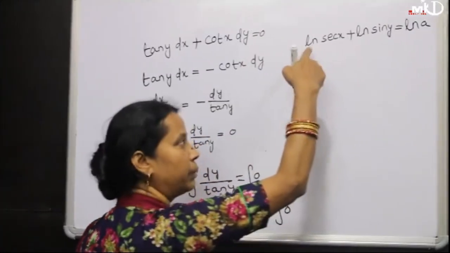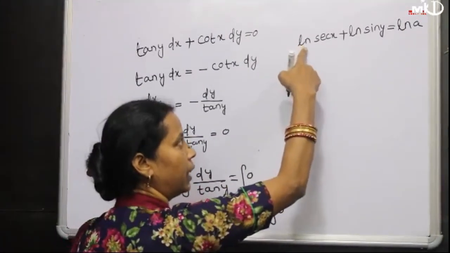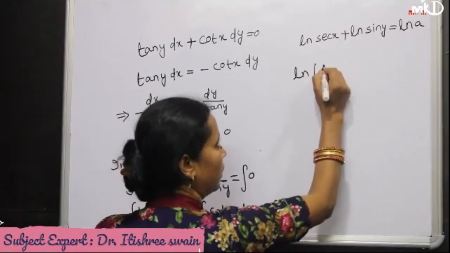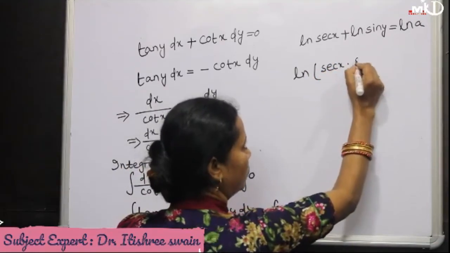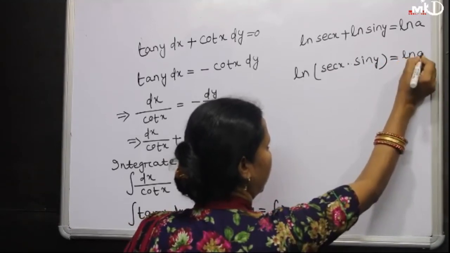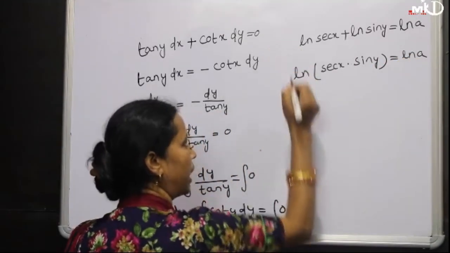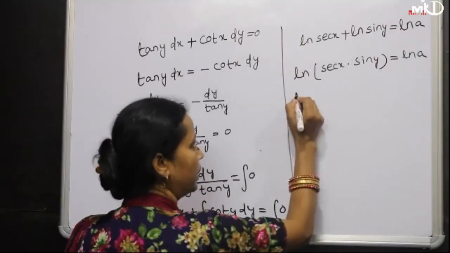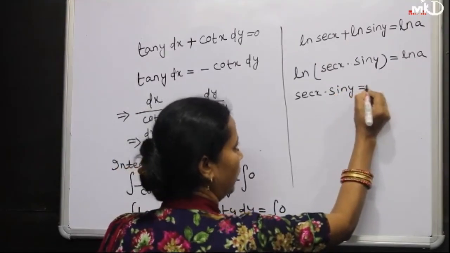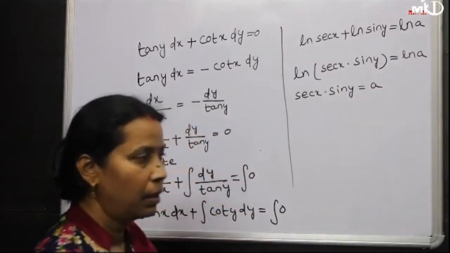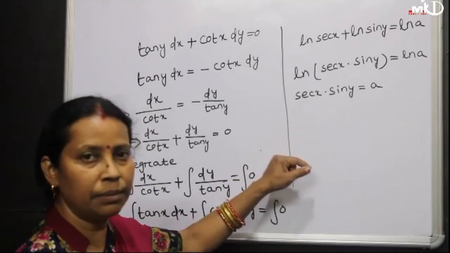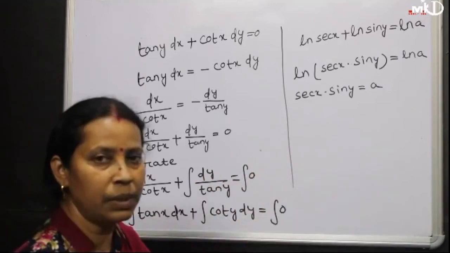So already you know from the property of logarithm, that is log a plus log b, that is log ab. So we can find it is sec x into sin y, it is equal to ln a. Now cancel logarithm from both sides, we find the solution, that is sec x into sin y is equal to a. This is the solution. Now we discussed some differential equations, solution of the differential equation by variable separable method.